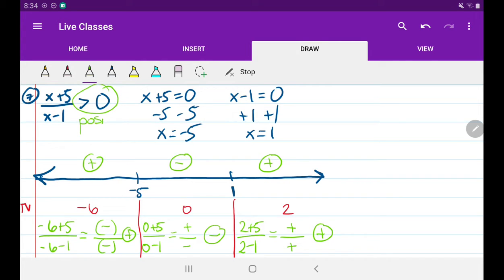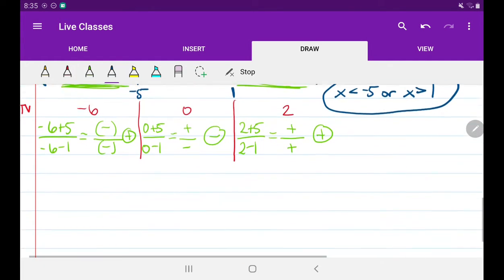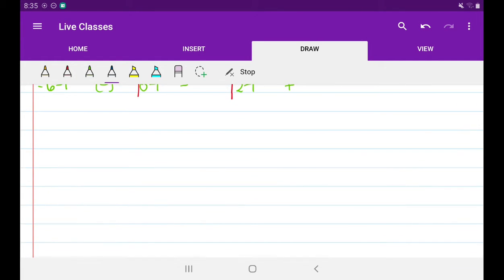So the original problem wanted to know where we were greater than 0. Greater than 0 means we're positive, so that's going to be on the left side and the right side. And so how we can write that with inequalities for our answer, we can say that x is less than negative 5 or x is greater than 1. And so that's our answer for number 7. So we'll go on to number 8.